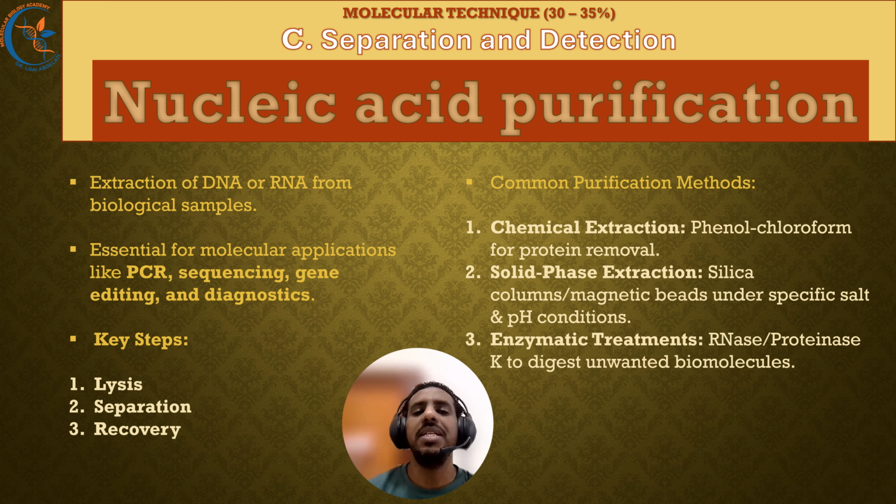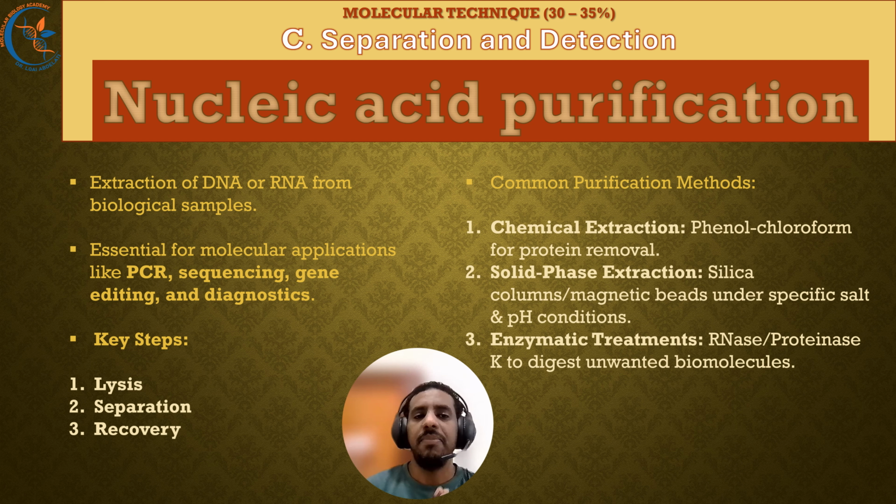Alright, let's define what DNA purification is before we get into the questions. Nucleic acid purification is a fundamental technique in molecular biology that allows scientists to extract DNA or RNA from various biological samples such as cells, tissue, blood, and environmental specimens. This process is essential for applications like PCR, sequencing, gene editing, and diagnostics, where the purity of nucleic acid directly affects experimental success. It involves three key steps: lysis, separation, and recovery.